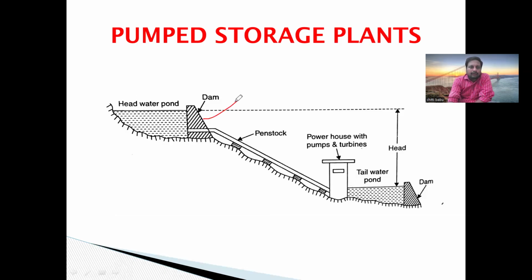So here we have a dam. The dam is constructed across the river for storing the water. Here, the large diameter pipes that we call penstocks will be connected. Through this penstock, the water will be passing. Here is a powerhouse with the pumps and turbine. So turbines will be located here.